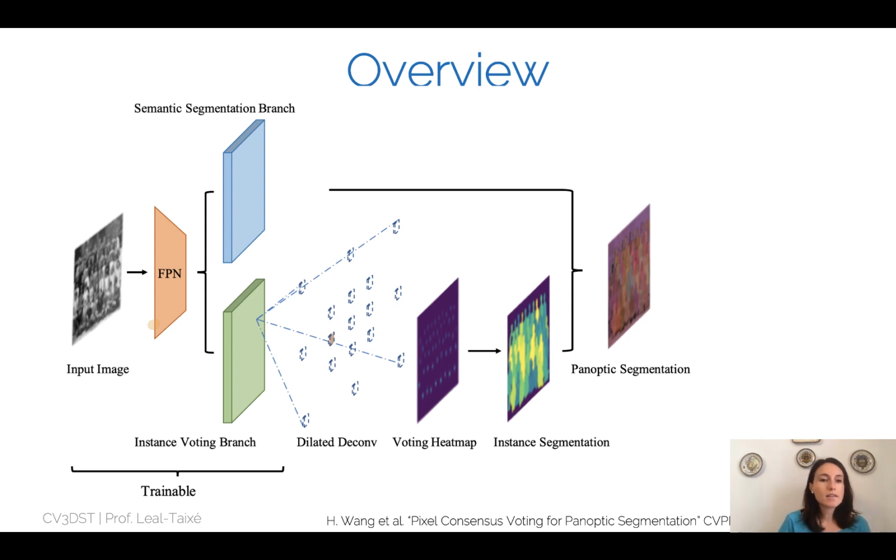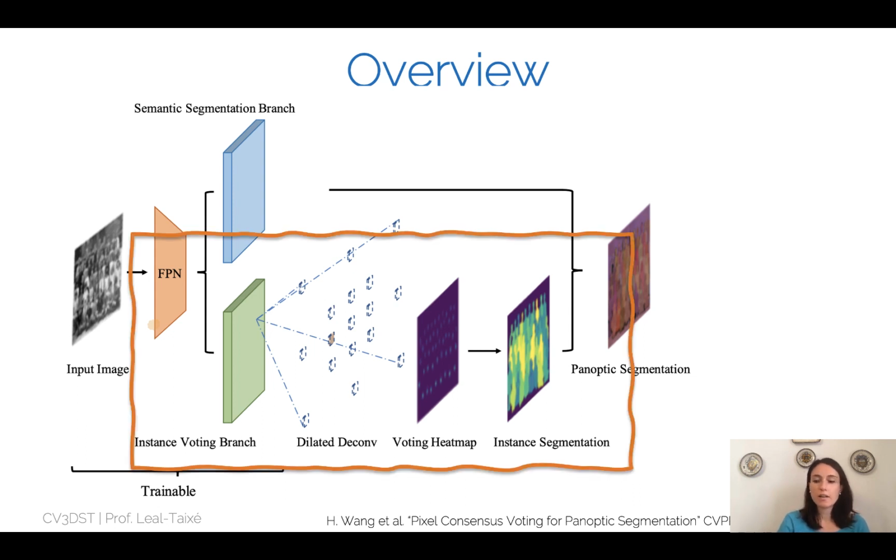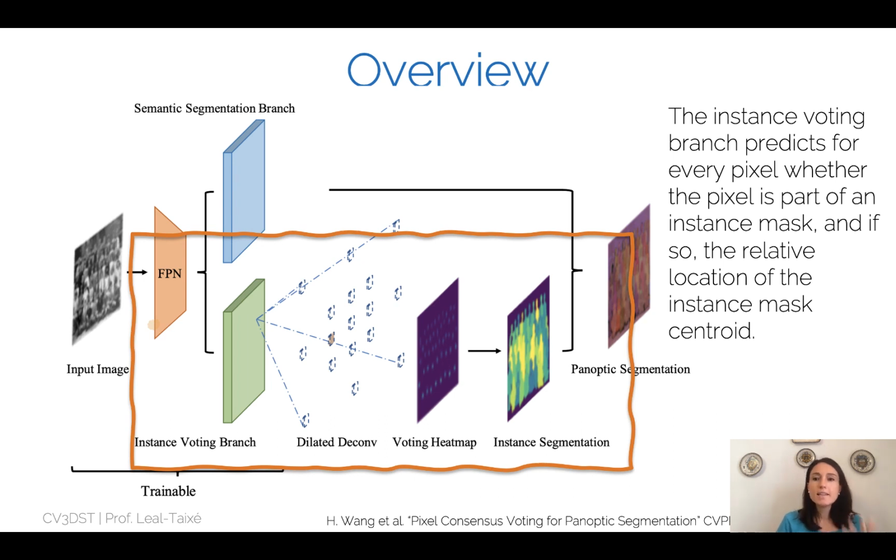The overview of this method is that we're going to use, of course, our FPN backbone to extract features. We are going to have a semantic segmentation branch at the top, the same that we have been seeing so far. And the interesting part is this second branch, the instance voting branch. It predicts for every pixel whether the pixel is part of an instance mask, and if so, the relative location of the instance mask centroid. So the same idea as the paper that used SIFT to extract meaningful patches. Of course, this is a much more powerful representation because the authors proposed to code this instance voting branch into operations that you can fully backpropagate through. And therefore, you can train this whole thing end to end.